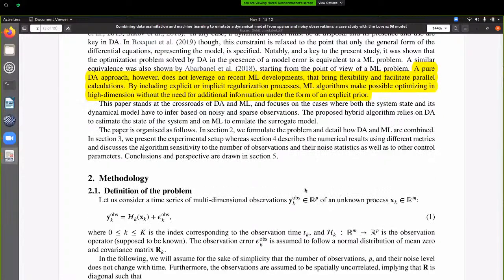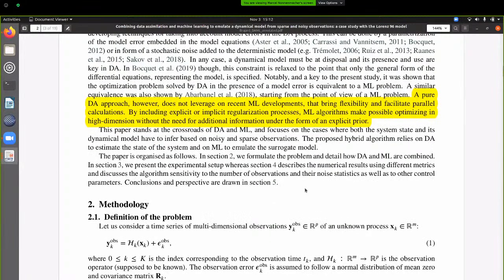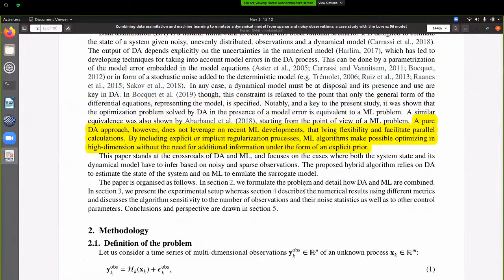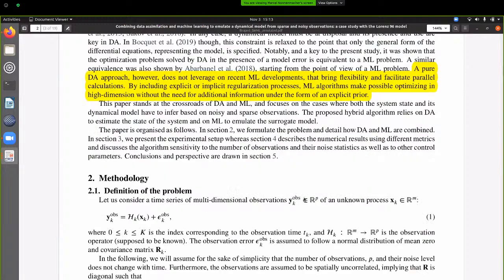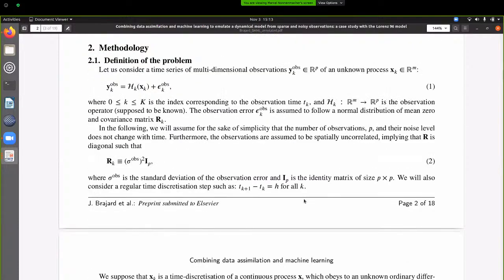And the main way that they're going to go about this is to combine this data assimilation, which allows you to estimate a state trajectory from incomplete noisy data given a model, and then that state trajectory that they have estimated, they will use that to improve the model. So let's quickly go into the setup of the problem.